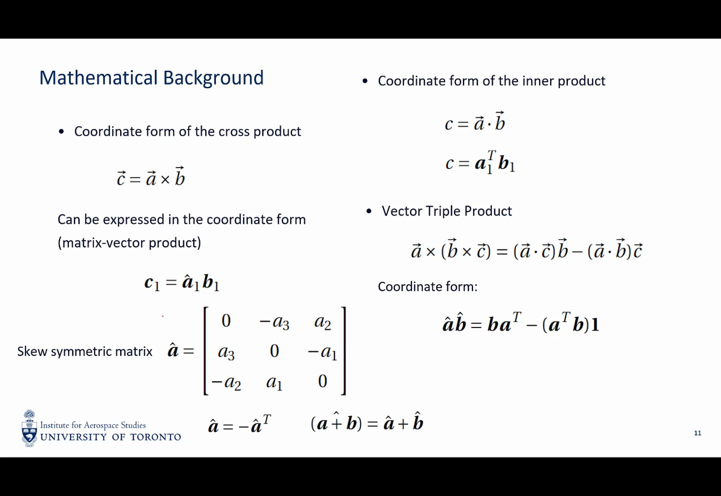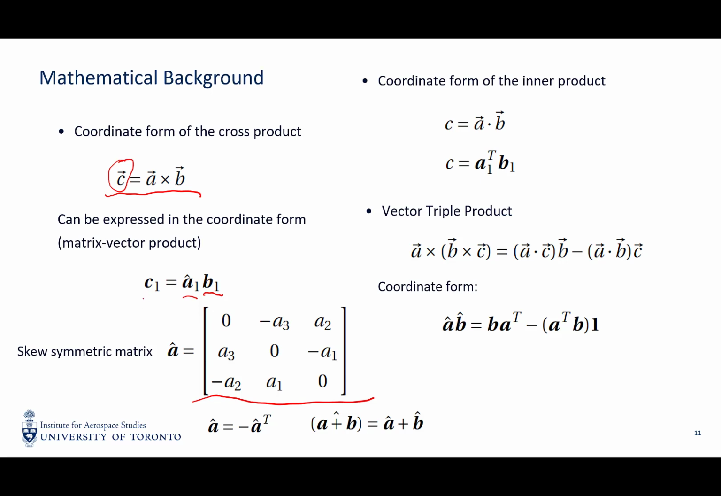For a cross product, for example, if we have a vector C that is a cross product between A and B, we're going to use the so-called skew symmetric matrix formed by A1. Suppose that we have a coordinate system called frame 1, and B1 is the coordinates of vector B expressed in frame 1. And this A1 hat is a 3 by 3 skew symmetric matrix formed by the coordinates of A in frame 1.